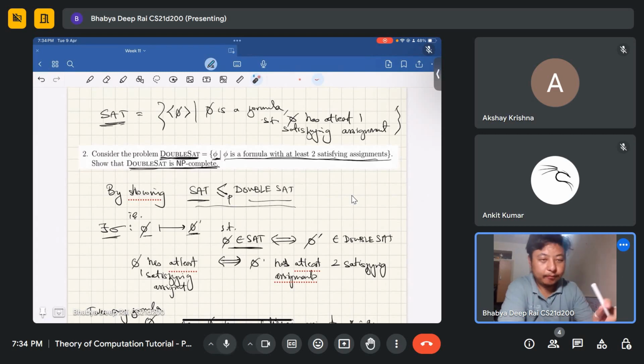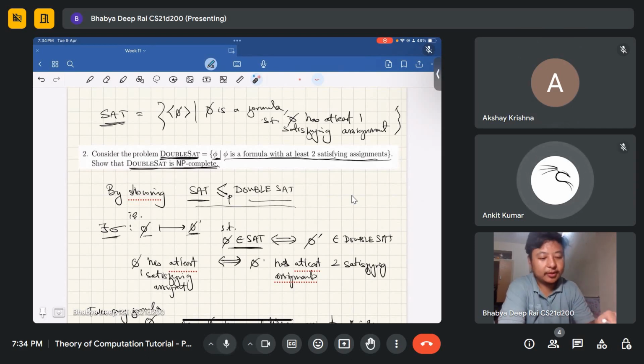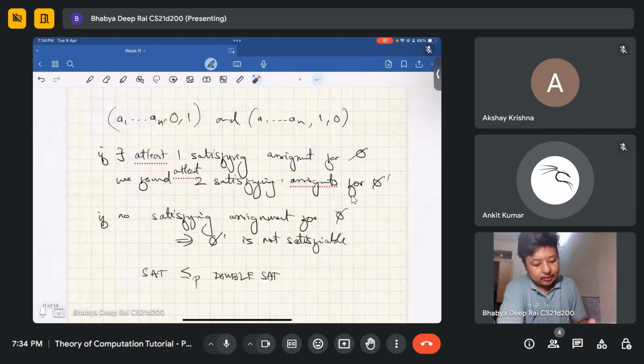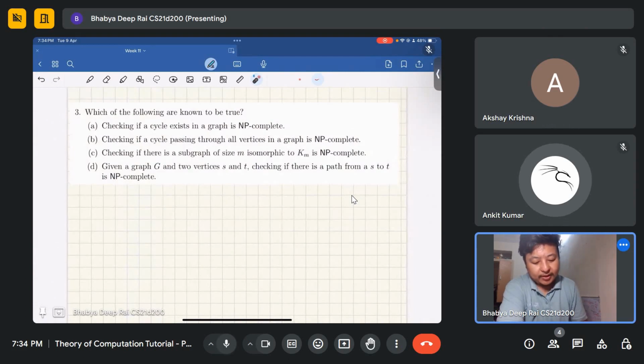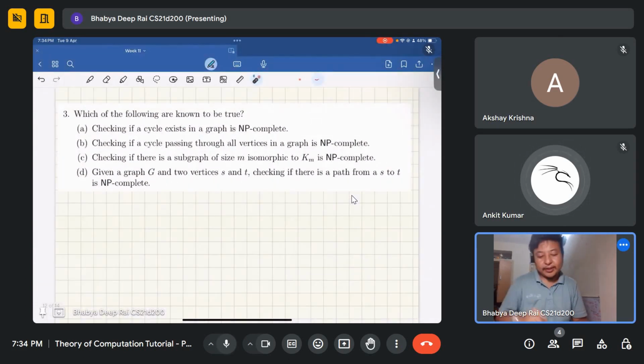Is this clear? Ankit and Akshay. Yes, sir. Okay, good. Okay, now here is another question. What's the time? Okay.